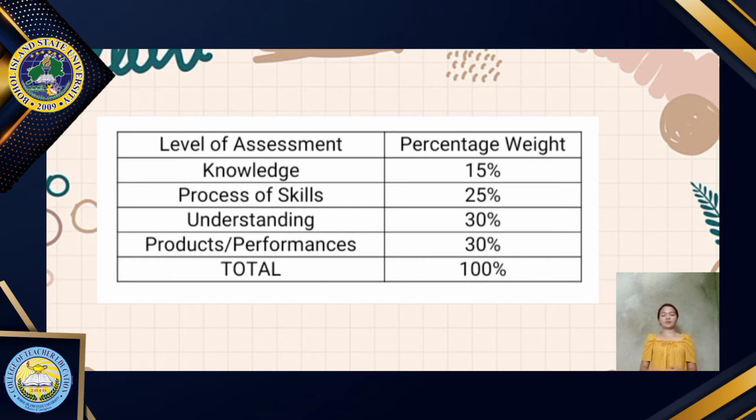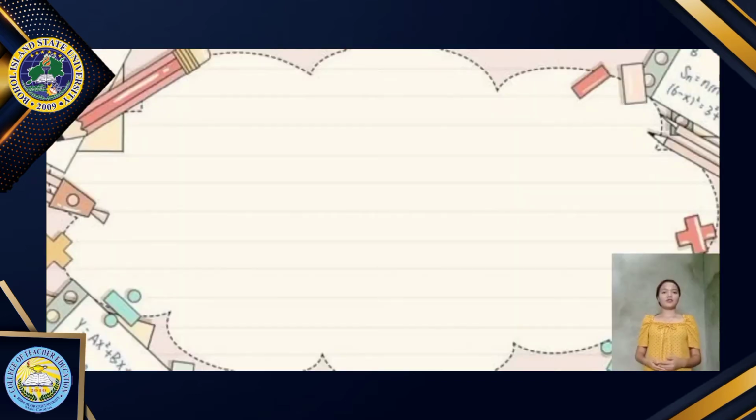of 100%. At the end of the quarter, the student's performance will be described based on the prescribed level of proficiency, which has equivalent numerical values. Proficiency level is computed from the sum of all the performances of students in various levels of assessment. Each level is described as follows.